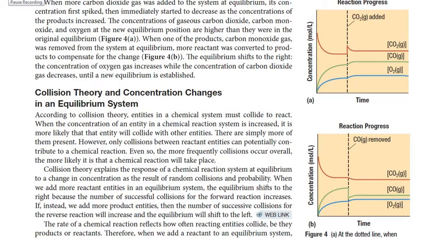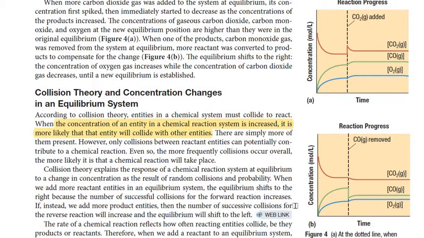Collision theory and concentration changes in an equilibrium system. According to collision theory, entities in a chemical system must collide to react. When the concentration of an entity in a chemical reaction system is increased, it is more likely that an entity will collide with other entities. So that's obvious. When we increase the concentration of an entity, the possibility of collision with other entities is greater. There are simply more of them present.